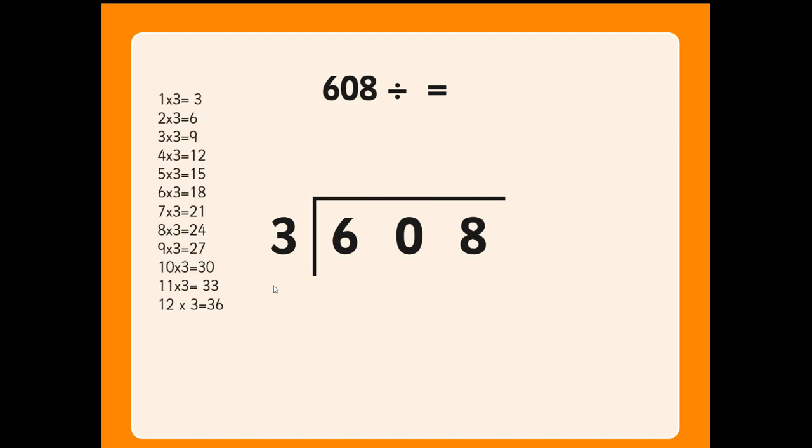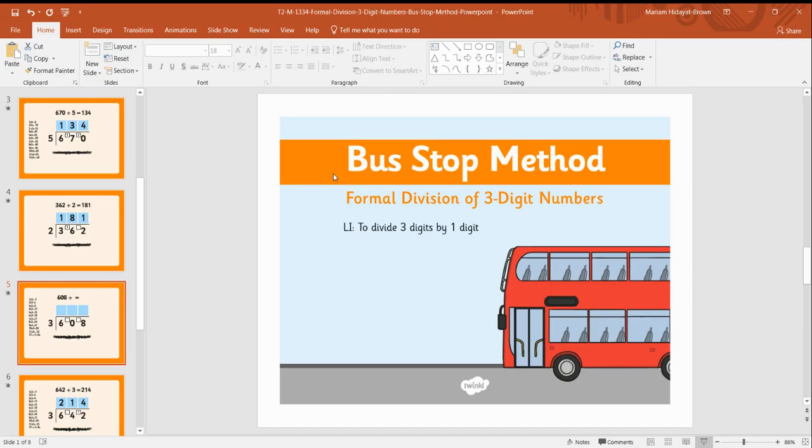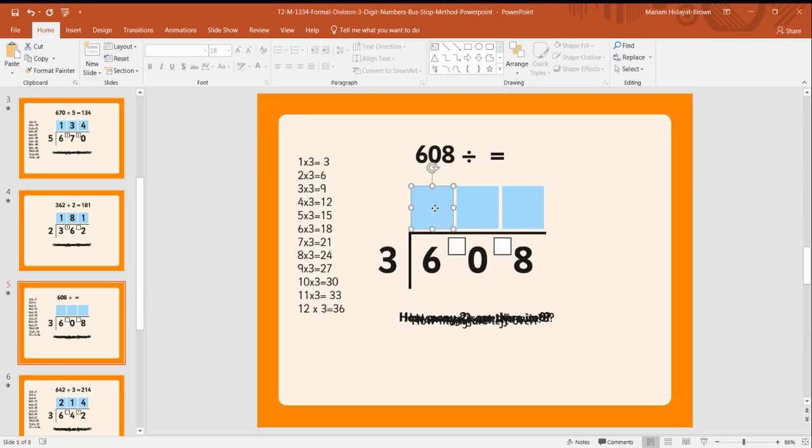Now let's have a look at using our 3 times table, and we are going to be dividing by 3. So I've written my 3 times table there by the side if I need it, and I'm now going to follow the same procedure. How many 3s are there in 6? Well, there are 2, aren't there? So I'm going to write my 2 there.